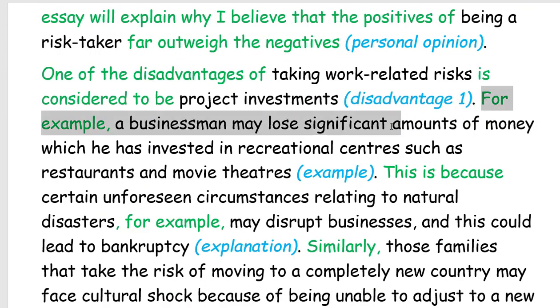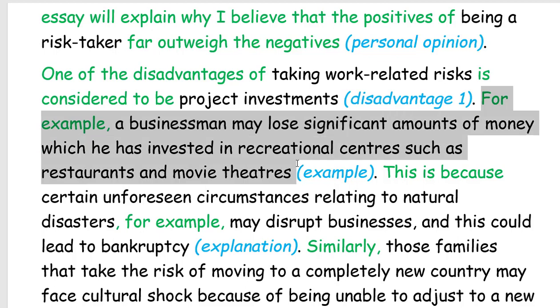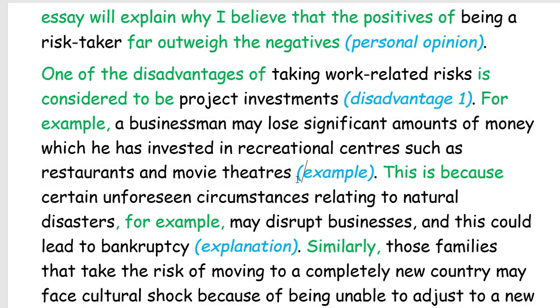Next, for example, a businessman may lose significant amounts of money which he has invested in recreational centers such as restaurants and movie theaters. So here you need to provide one specific example related to your disadvantage. In this case, we're talking about project investments. And here, a businessman may lose significant amounts of money. So when you invest money, you can either win or lose. And here, instead of writing much money, I've written significant amounts of money.